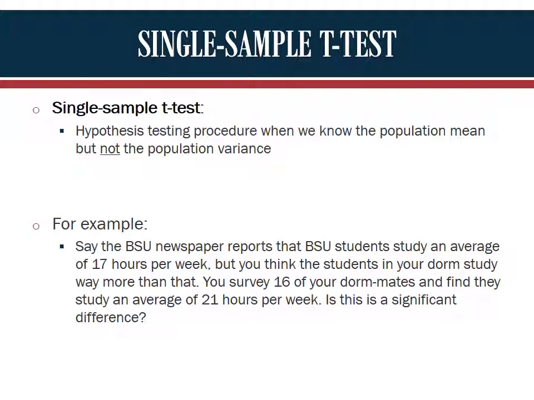So in this case, we do know the population mean, so we know, thanks to the BSU newspaper, that BSU students on average study 17 hours per week. We can treat that as population data, but we don't know anything about population variability. So that means that we cannot use the z-test. Instead, though, we can use the single sample t-test.